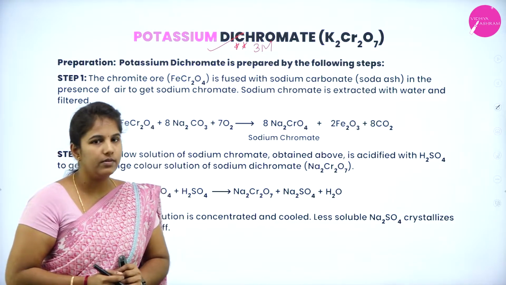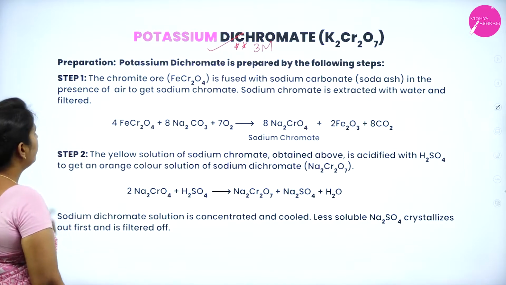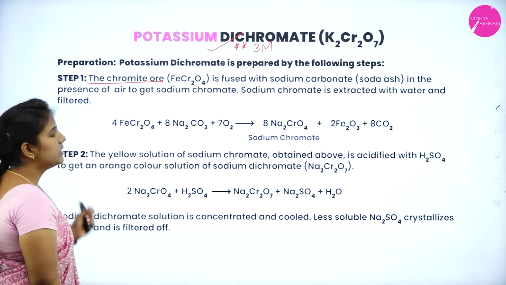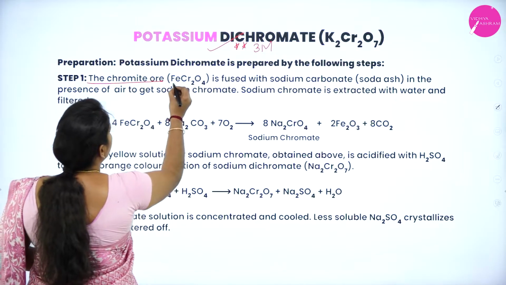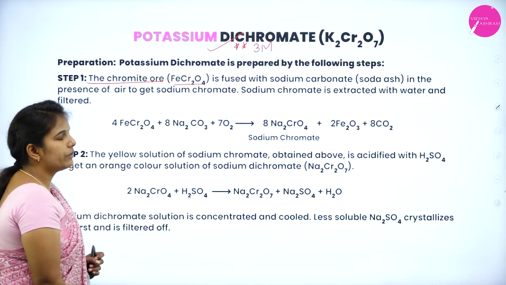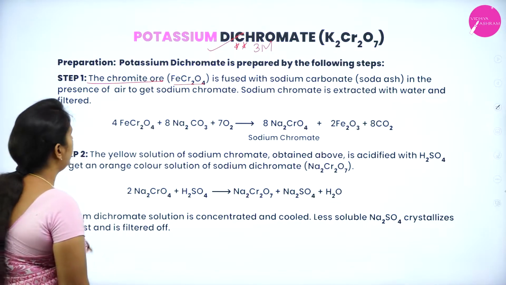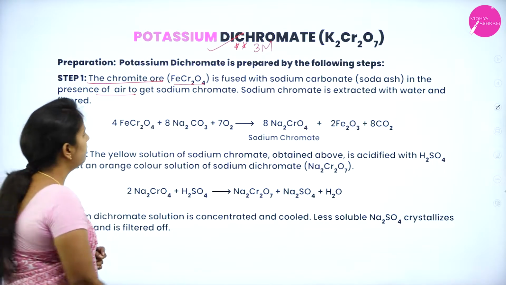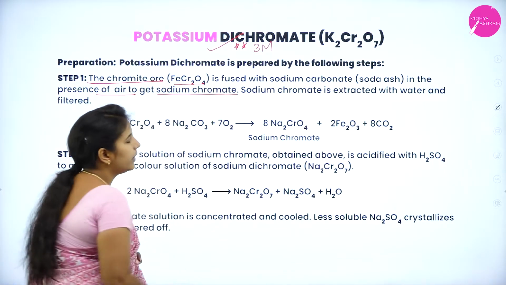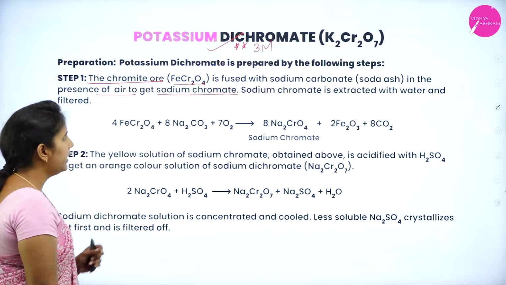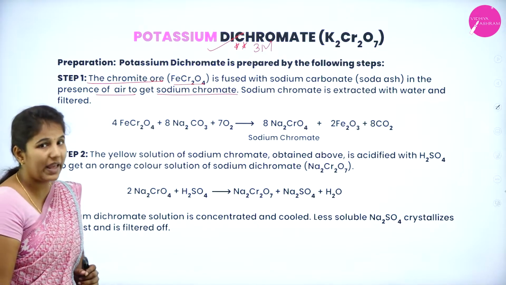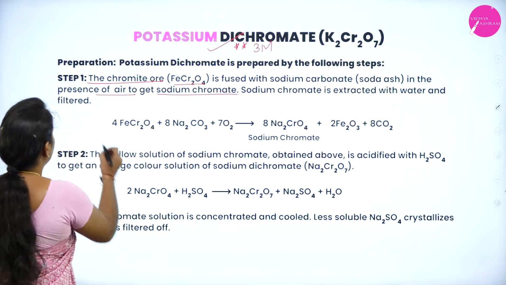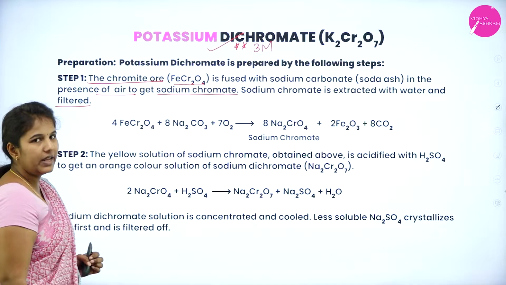In the first step, let's see what will happen. Chromite ore, which is nothing but FeCr2O4, is fused with sodium carbonate in presence of air to get sodium chromate. The sodium chromate will be extracted with water and then filtered out. So you can see the reaction.